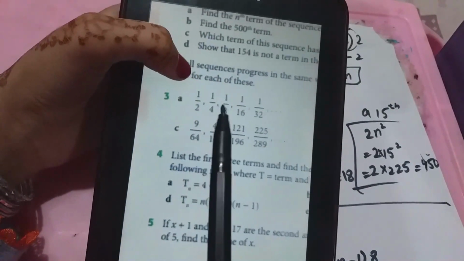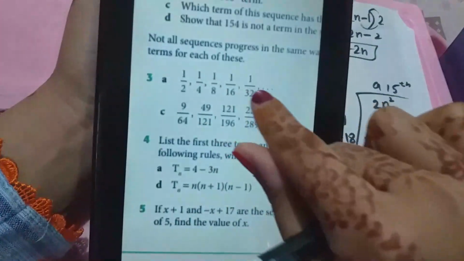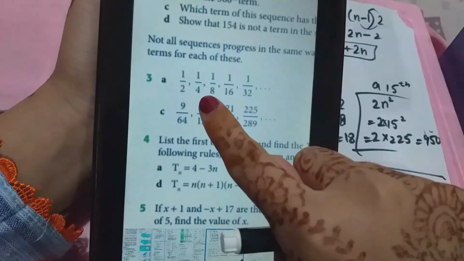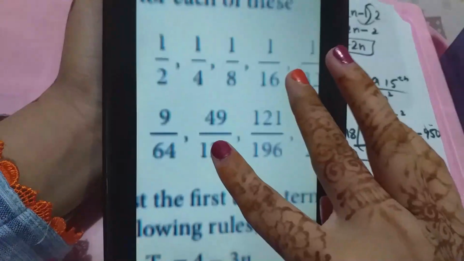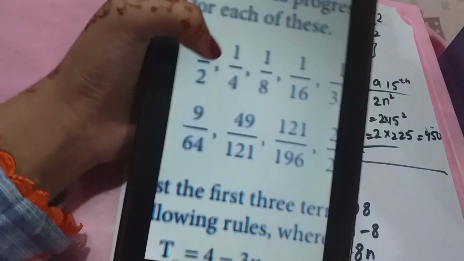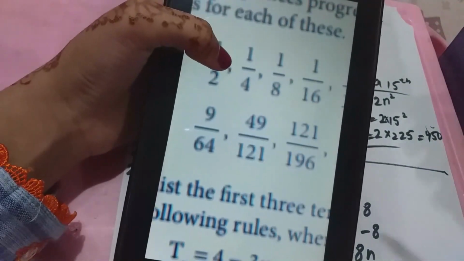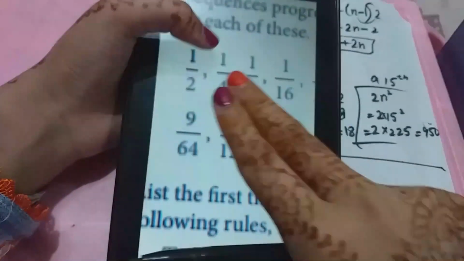Let's figure out the sequence. It is 1 by 2, 1 by 4, 1 by 8, 1 by 16, 1 by 32. Each of the denominators seems to be the multiples of 2, right? 2 1s are 2, 2 2s are 4, 4 2s are 8, 8 2s are 16. So here 2 is being multiplied to itself as many times as it's the term of the sequence. For example, the first term is 2, 2 is not multiplied to itself, right? In the second, 2 is being multiplied to itself 2 times, because this is the second term.